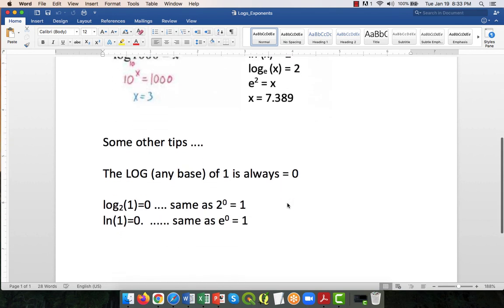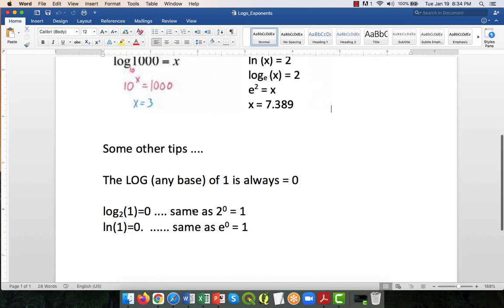So here's some other tips. If I have the log of any base, log base 2, log base 5, log base 10, or even natural log, if I take the log of any base of 1, I will always get 0. And why is that so? That's because anything to the 0 power equals 1. 2 to the 0 equals 1. 5 to the 0 equals 1. 10 to the 0 equals 1. And e to the 0 equals 1. So therefore, you will always get an answer of 0.